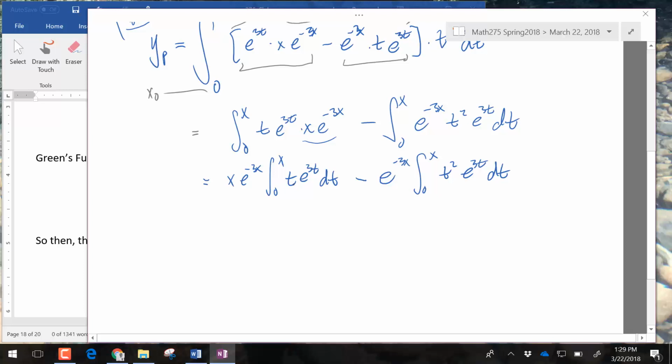So let's see, this one, x e to the negative 3x, and then this business over here, if you do that u dv business, it's going to be uv, so v has a 1/3 in there, so 1/3 t e to the 3t minus v du. V is going to be the 1/3 e to 3t.